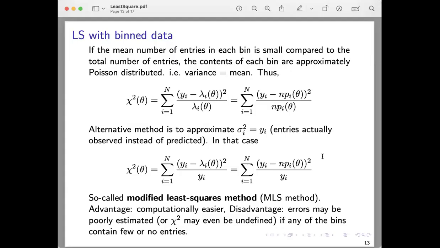Now you have another alternative method where, instead of using the true or expected mean lambda_i as the variance, you can simply use the observed number of entries in the bin, y_i, in place of the variance. So in the denominator, instead of lambda_i, you write y_i. This is called the modified least squares method.